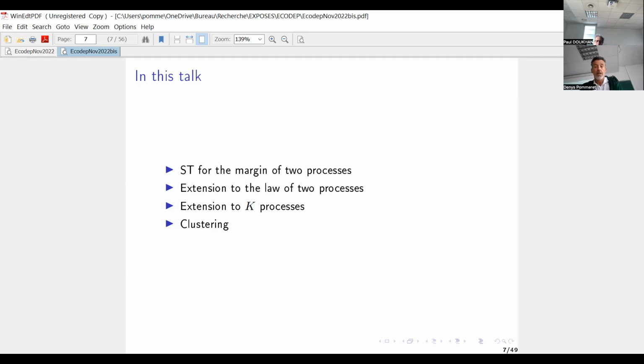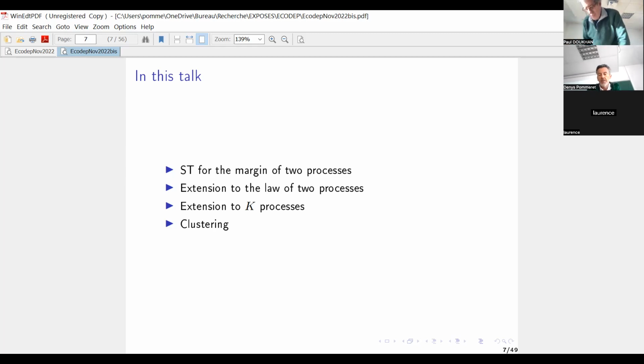Okay. So we start. I want to show you how to compare the complete distribution of two stationary processes. First, I start with the comparison of two margins, because when you know how to compare two margins with smoothness, you can extend to the whole distribution. That's why I start with the simple hypothesis, but I will generalize it after.